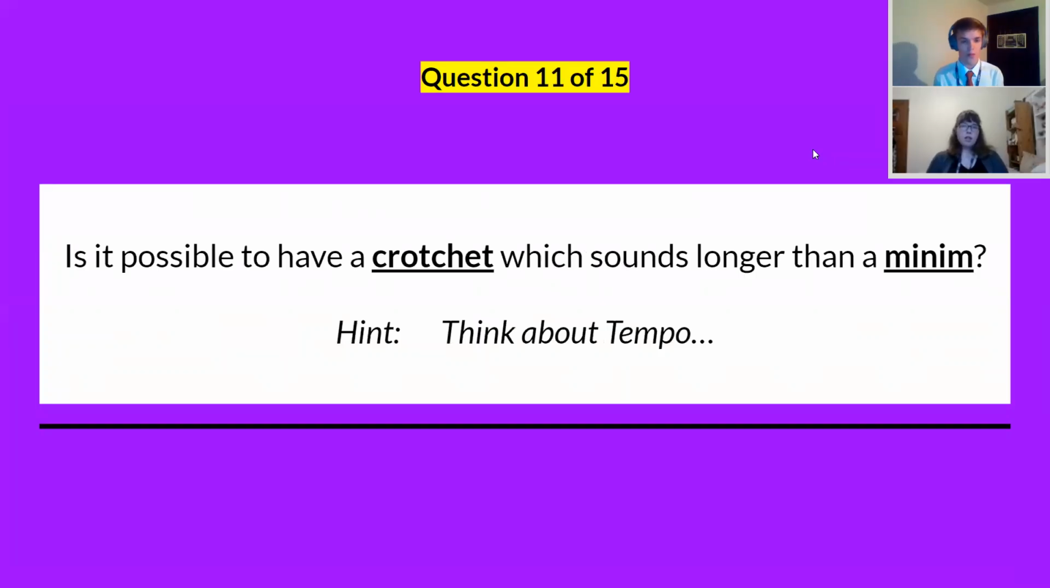Question 11. Is it possible to have a crotchet which sounds longer than a minim? And here Mr Morrell put a little hint to think about tempo. So I'll leave that with you to think about.